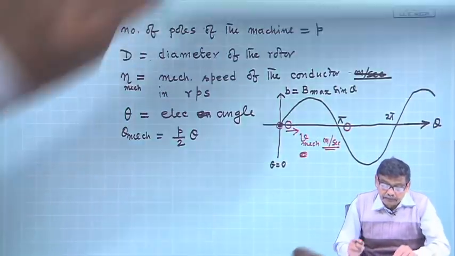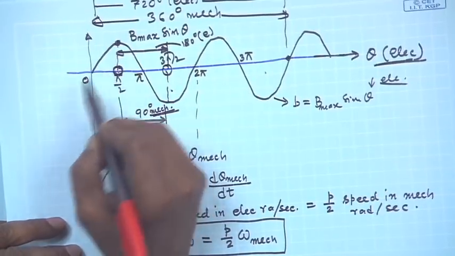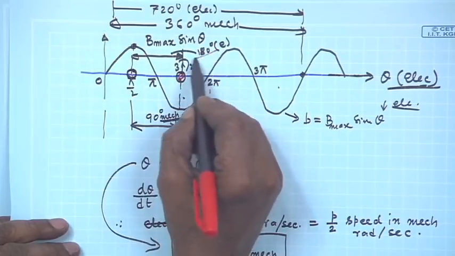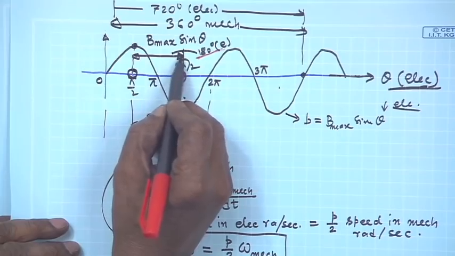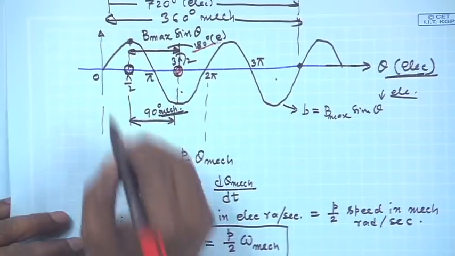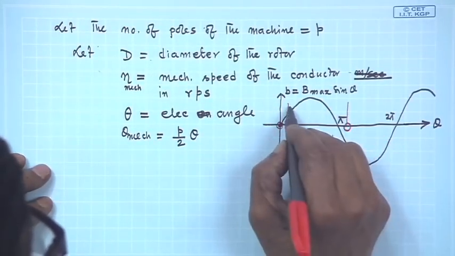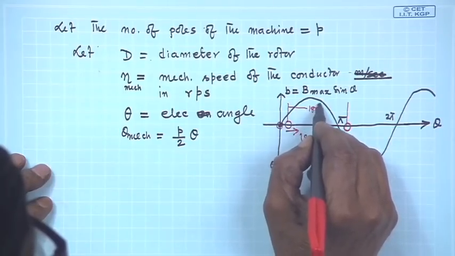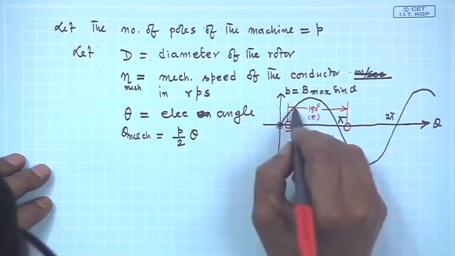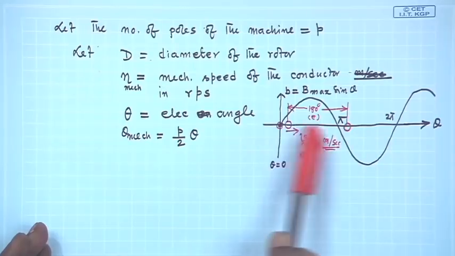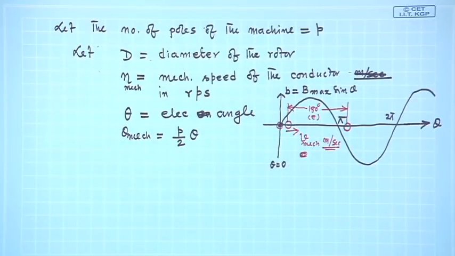So, the coil, I told, if this is one coil side, I must make sure the other coil side will be 180 degree electrical apart. So, the coil span is 180 degree electrical apart. It has to be always. So, that is very convenient to say, no matter whether 6 pole, 4 pole, 8 poles, the coil sides, though different in their positions in space, must be always 180 degree electrical apart.